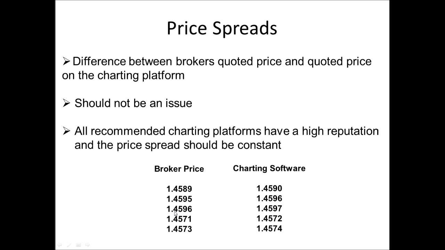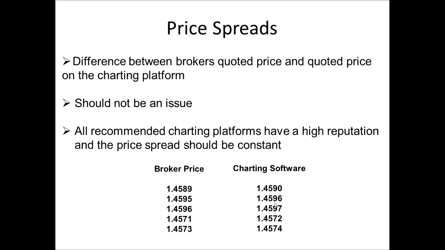So the difference may look something like this. We may have a broker price or rate, and then we have our charting software. We may be trading a currency pair and the broker quoted price is 1.4589, but the charting software says 1.4590. So there's a difference of 1 pip between the broker price and the charting software price. But you should notice that this difference is consistent.